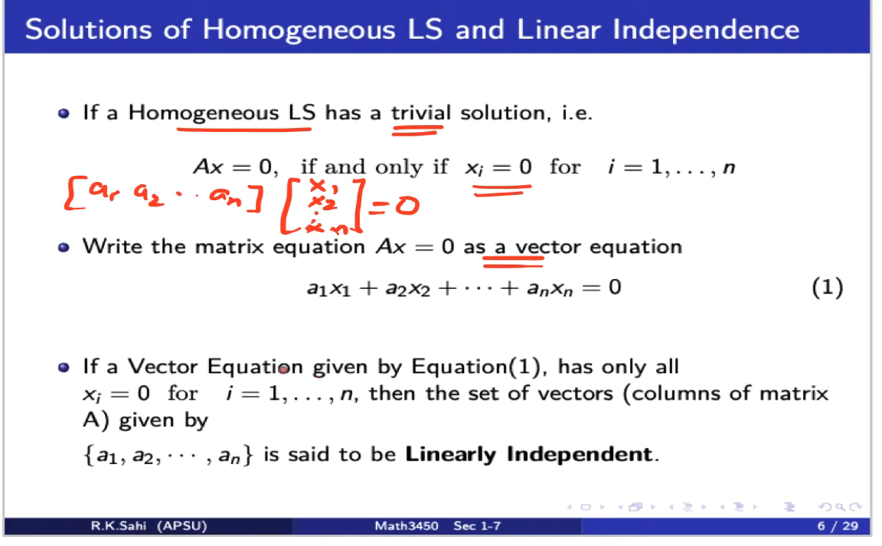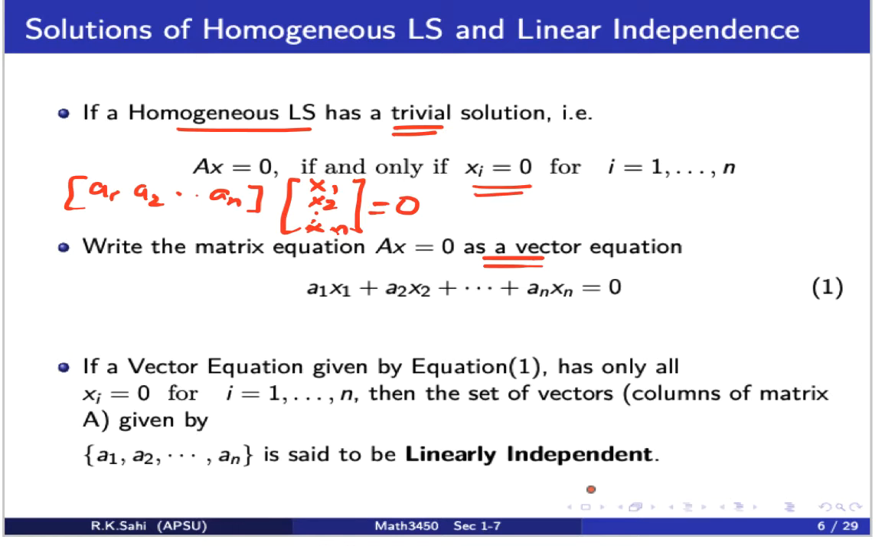So look at this one: if a vector equation given by this has only the xi's to be 0 for every i, then the set of vectors that is formed by the columns of the matrix A, given by a1 to an, is said to be linearly independent.